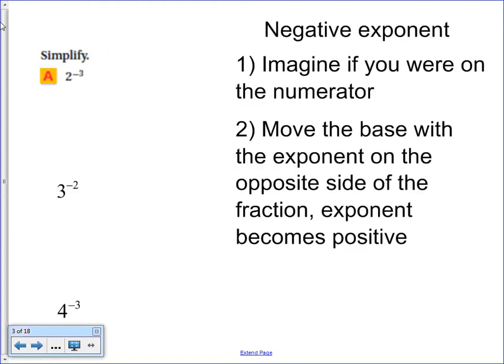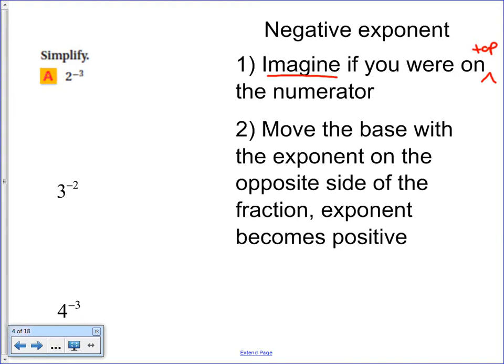So how do we do this without making a huge grand table and looking at the pattern? Well, that's what we're going to look at next. So I have a few steps here. If you have a negative exponent, imagine you were on top of the numerator, on the top. At least with these problems, you're going to move the base with the exponent to the opposite side of the fraction, and the exponent becomes positive.